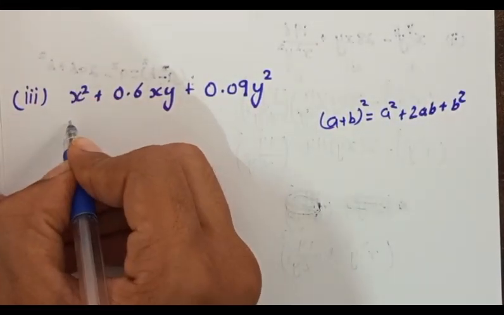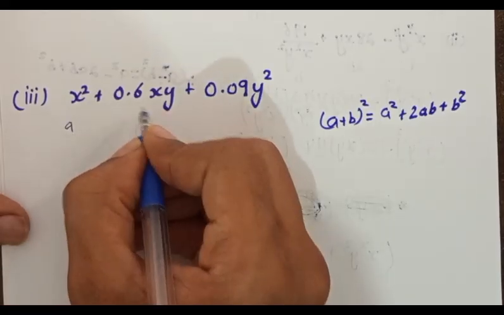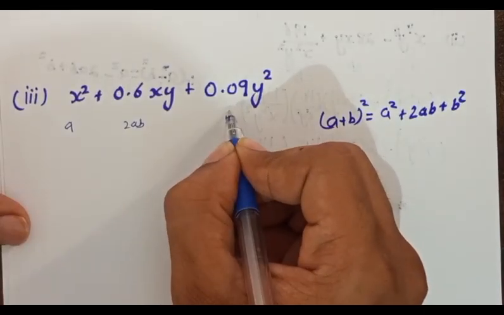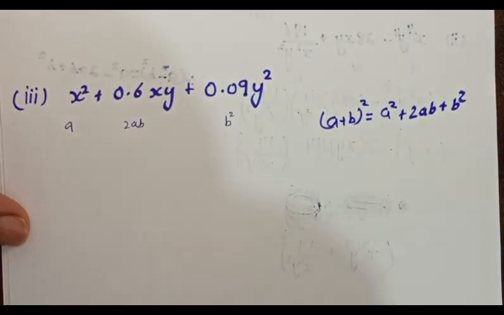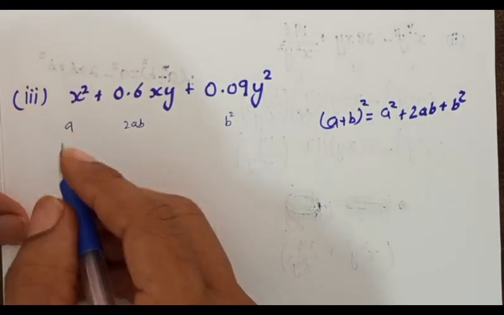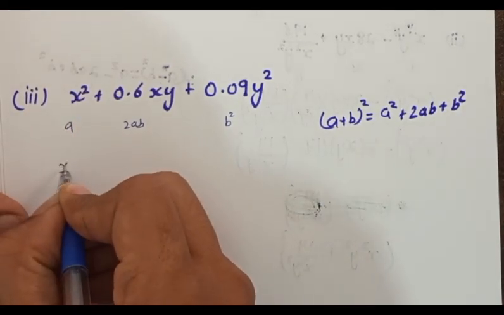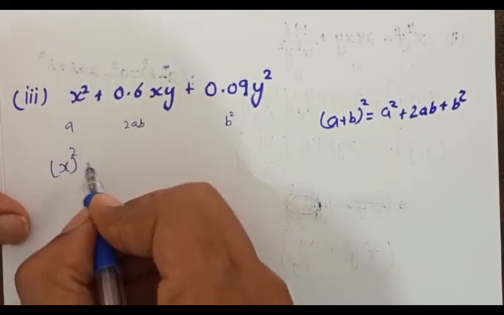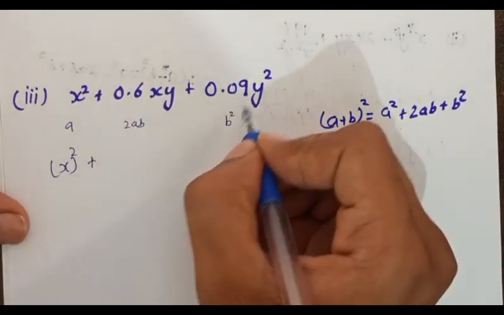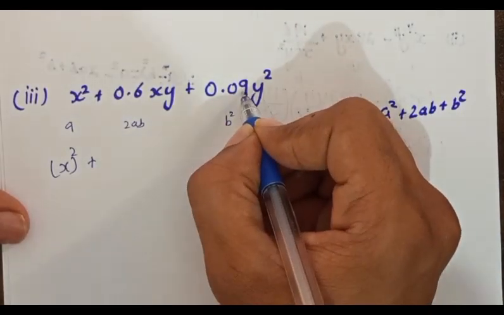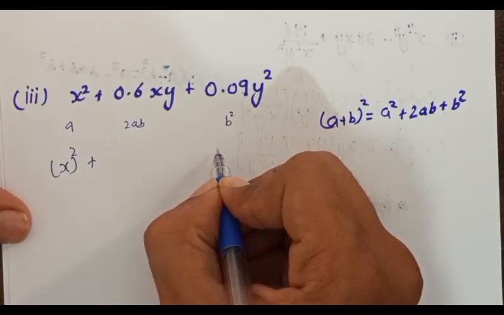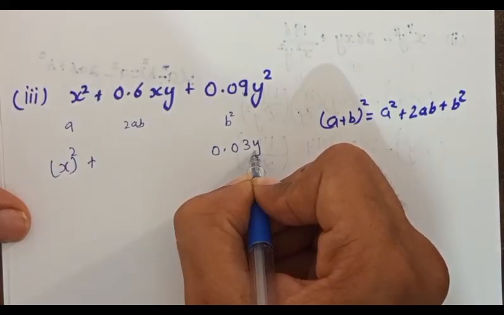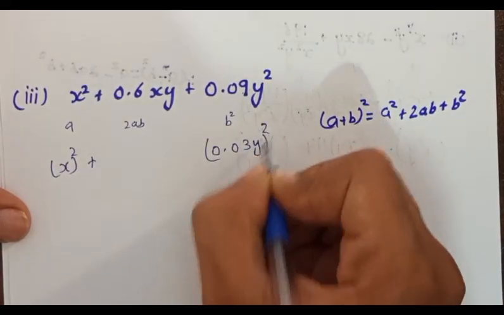So here x is my a, this is 2ab, and this is b square. Now we will solve it according to the formula. This is x square, this is x, a is my x, all square. First of all I will solve b. As you know, 0.09 is a square of 0.03y, so it will be (0.03y) all square. So this is my b.